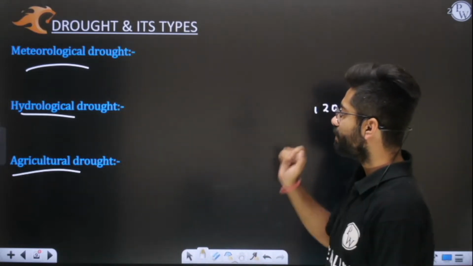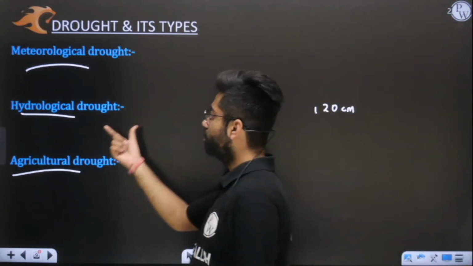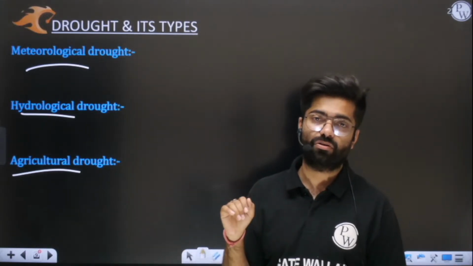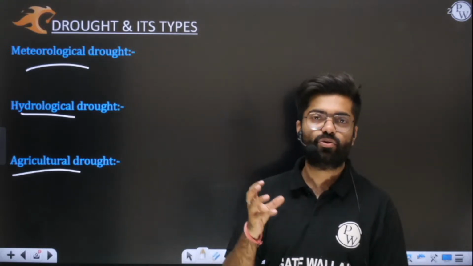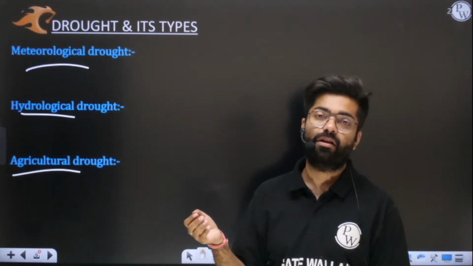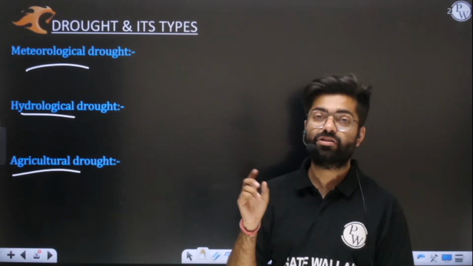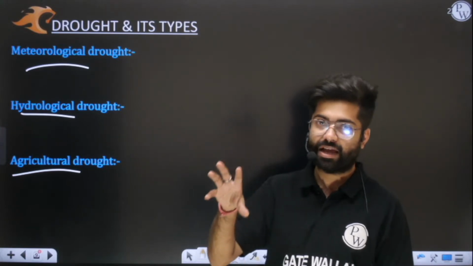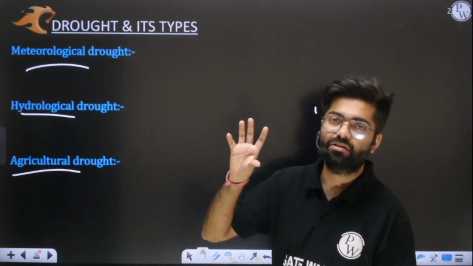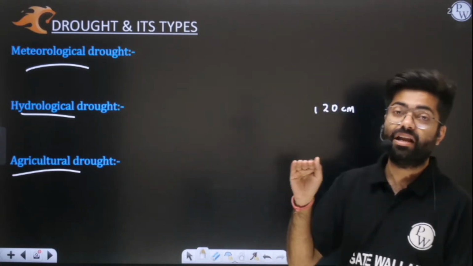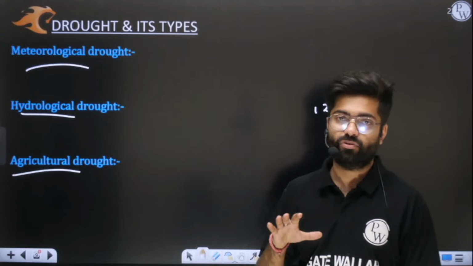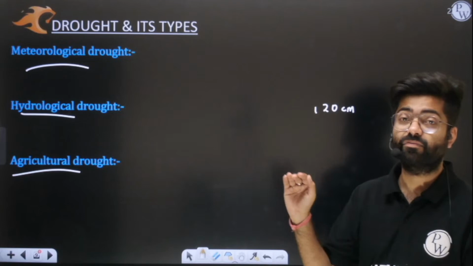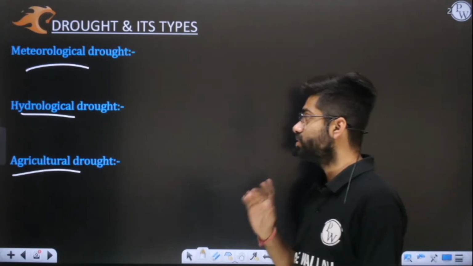Then we have hydrological drought. What is hydrological drought? Hydrological drought means that wherever we have water stored, we store water in tanks, we store water in lakes, reservoirs. Drought is so severe, or up to that extent, that the water level in all these areas, tanks, lakes, reservoirs, or whatever storage you have, has dropped down drastically. We are seeing a severe, sharp decline in these water levels, then I will say that hydrological drought is there.